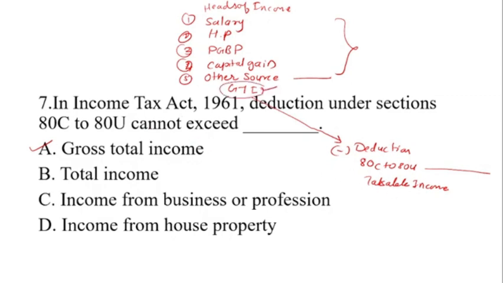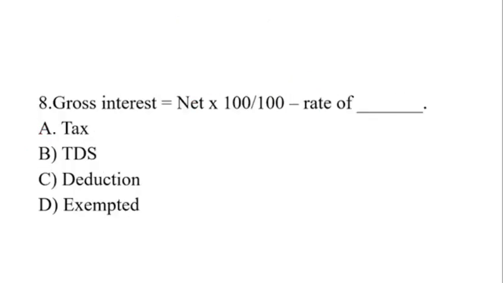Okay, the next one. Gross interest is equal to net into 100 divided by 100 minus rate of what? Option A, tax. Option B, TDS. Option C, deduction. And option D, exempted. Here he is talking about gross interest. Gross interest is always related to TDS, tax deducted at source. So the right answer is TDS, option B.